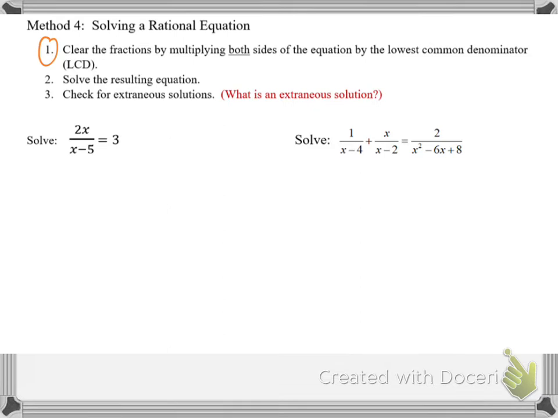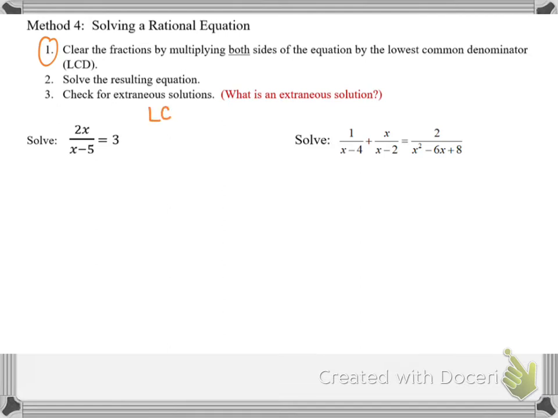So after step 1, we should no longer have fractions in our equation. That's the nice thing about rational equations. They might start with fractions, but there's a quick and easy way to eliminate those fractions, so then you result with either just a linear equation or a quadratic equation, which we are very confident solving.